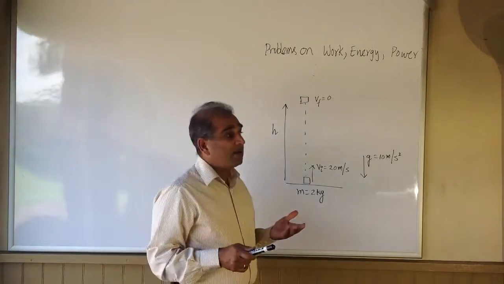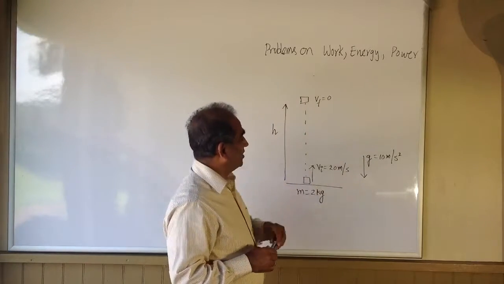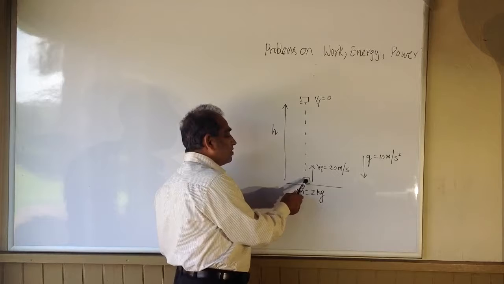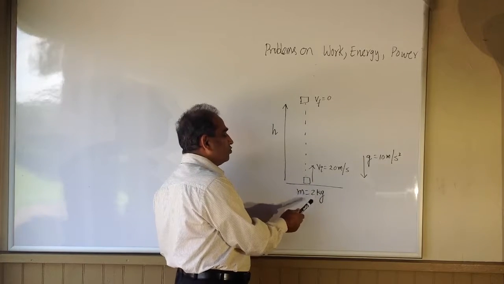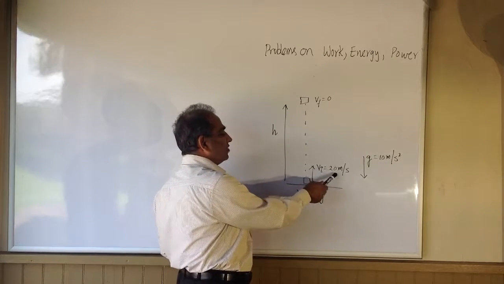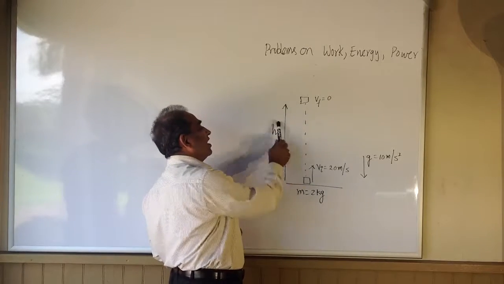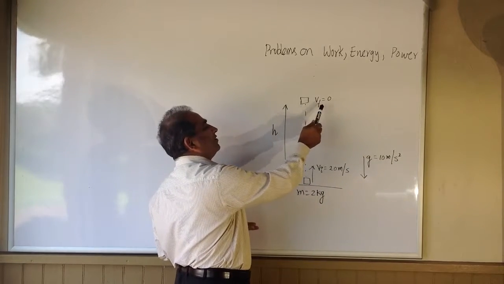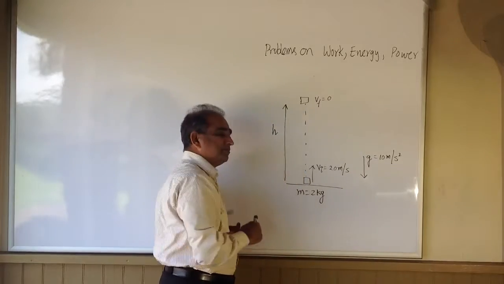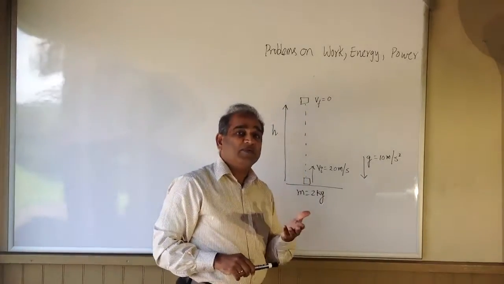Now let's do some problems connected with work, energy and power. Let's say I have thrown a particle of mass m equal to 2 kilograms with an initial velocity of 20 meters per second vertically upwards so that it rises to a height h, where the final velocity becomes 0 at this height. So who all are doing work?